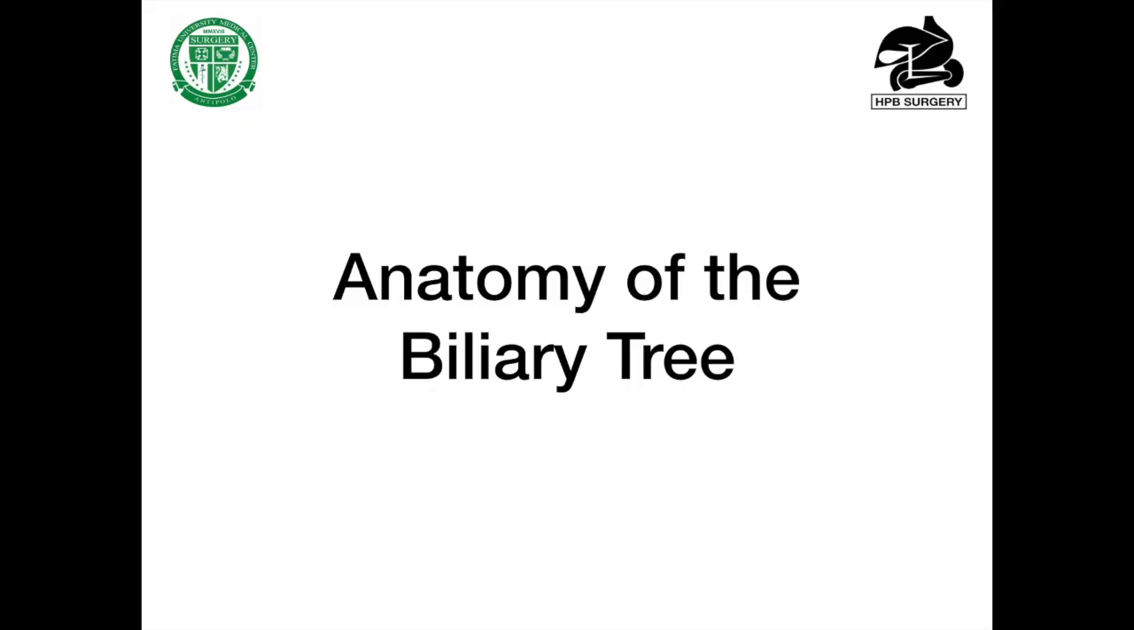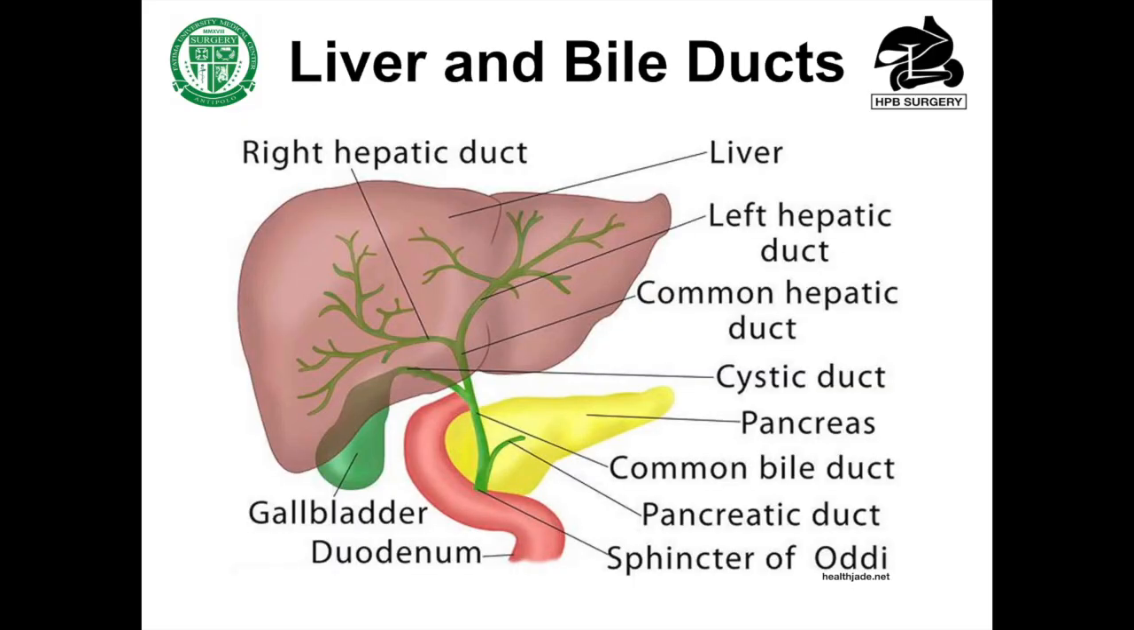Let's begin with a review of the anatomy of the biliary tree. Bile is secreted by the liver cells at a constant rate of about 40 ml per hour. More or less, daily bile secretion reaches around 750 to 1000 milliliters. When digestion is not taking place, the bile is stored and concentrated in the gallbladder. Later, it is delivered to the duodenum. The bile ducts of the liver consist of the right and left hepatic ducts, the common hepatic duct, the common bile duct, the gallbladder, and the cystic duct.